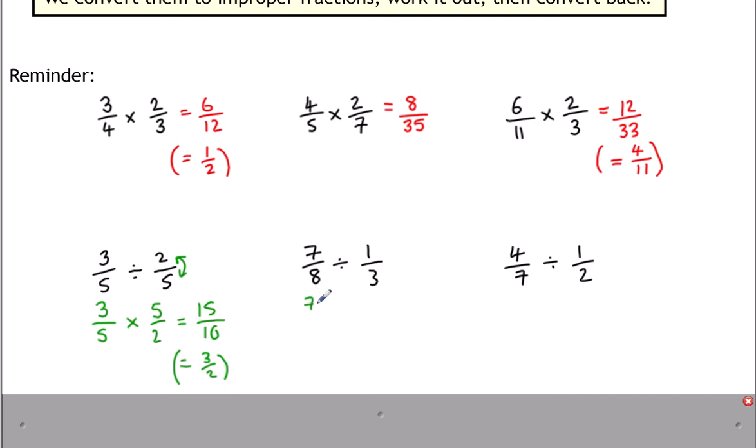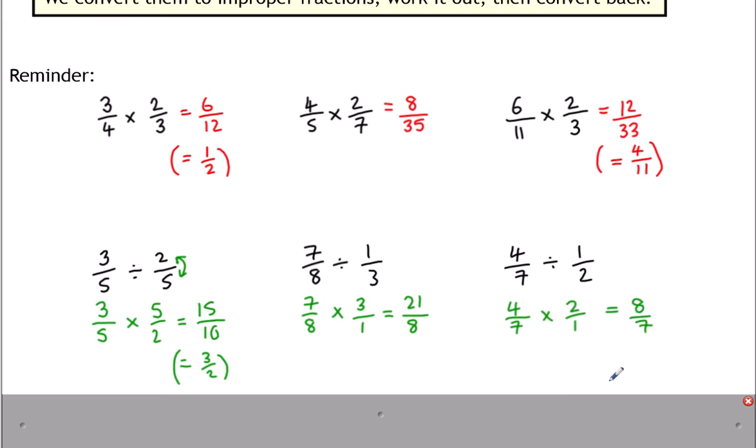For this one, leave the 7 over 8 as it is, then times, then flip, so 3 over 1. 7 times 3 is 21, 8 times 1 is 8. There isn't a times table that is common for 21 and 8, so that one stays as it is. And for the last one, 4 over 7, times, now flip it, 2 over 1. 4 times 2 is 8, 7 times 1 is 7.